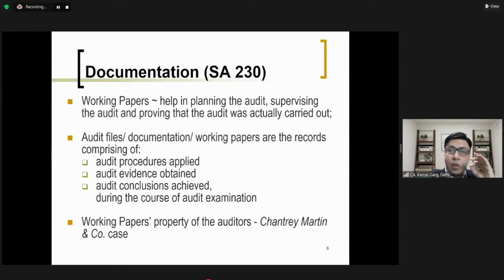The same thing was also held in the Chantrey, Martin and Company case. It's an English case law. So auditing is not new to India. It was there in the British Raj also. And at that very time, there was a CA firm, Chantrey, Martin and Company, and it was held that working papers are the property of the auditors. This is the basic theme only. Once we go into practical case studies, we'll get to know much more things. But please answer this question.